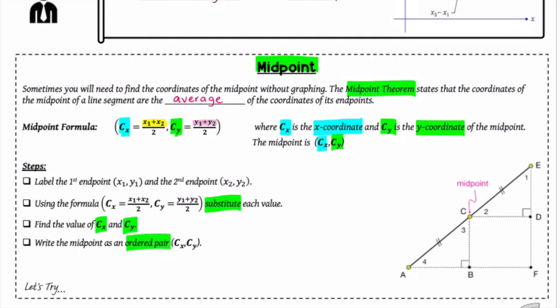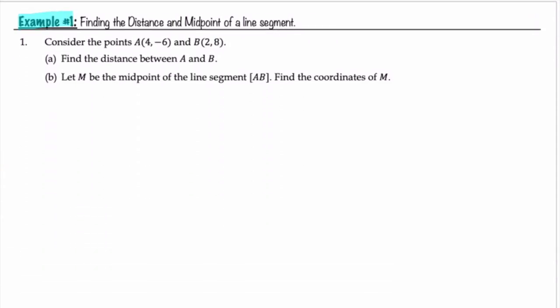So let's take a look at the first example. Example number 1, finding the distance and the midpoint of a line segment. So consider the points A (4, -6) and B (2, 8). Find the distance between A and B. Let M be the midpoint of the line segment. Now, a new notation: whenever we are talking about a line segment, you're going to see it in terms of this. We have been used to seeing AB with a line on top, but IB uses these brackets to represent a line segment. We are going to find the coordinates of M.